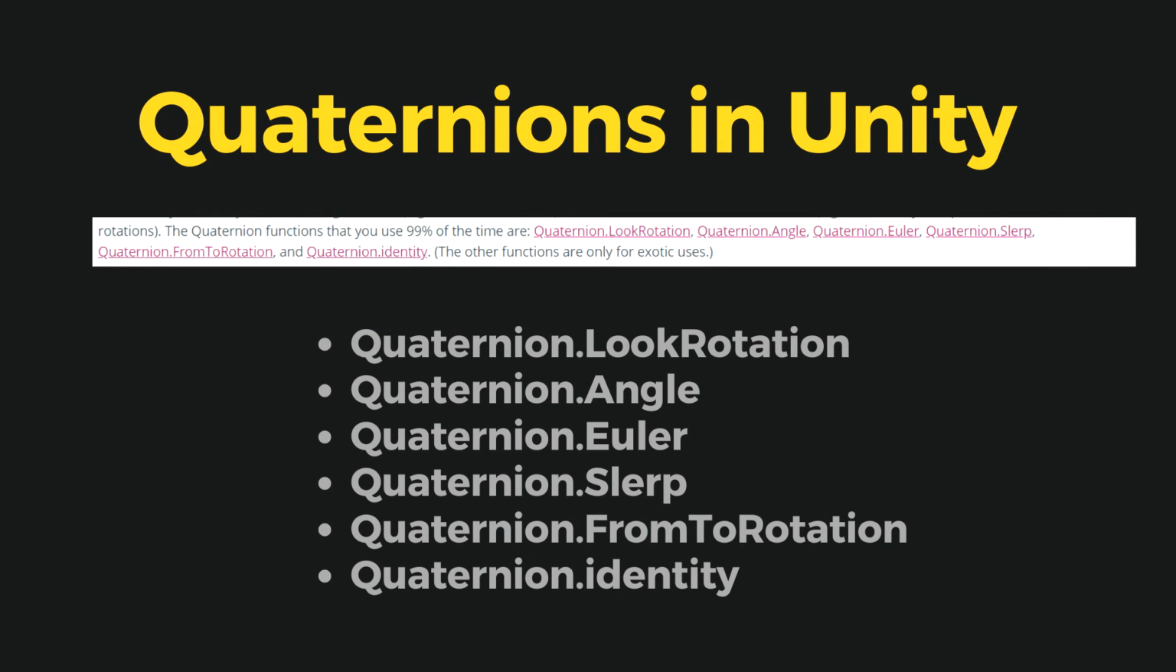Okay, so I hope you guys enjoyed this short series on quaternions in Unity. We went through the LookRotation, Angle, Euler, Slerp, FromToRotation, and identity methods of the Quaternion class with some examples, so you have a better understanding of how to use quaternions in your own projects.